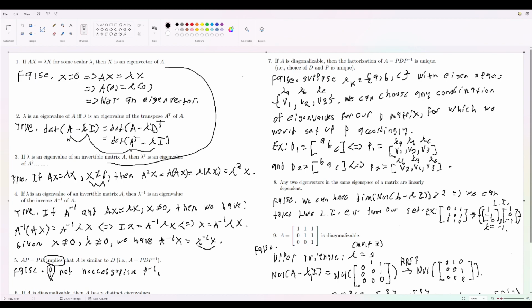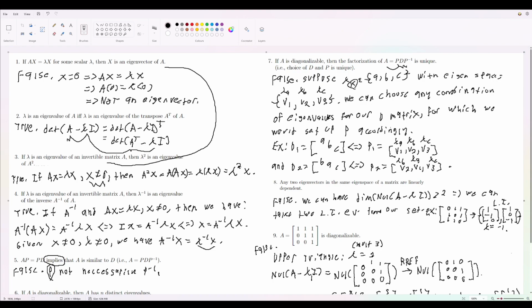The next one. If A is diagonalizable, then the factorization of A equals PDP inverse is unique. This is false. Suppose we have some eigenvalues that are elements of some set a, b, c, for some arbitrary matrix, with eigenvectors v1, v2, v3 corresponding to this set respectively. So v1 goes to lambda a, v2 goes to lambda b, v3 goes to lambda c. From this we can choose any combination of eigenvalues for our D matrix such that the multiplication out here goes back to A.